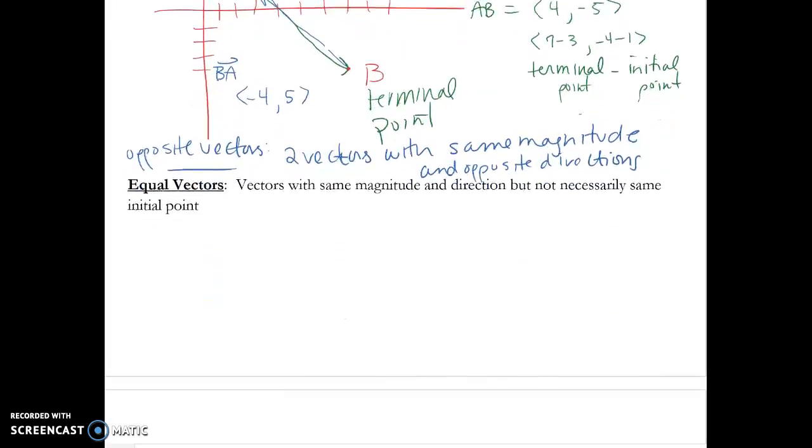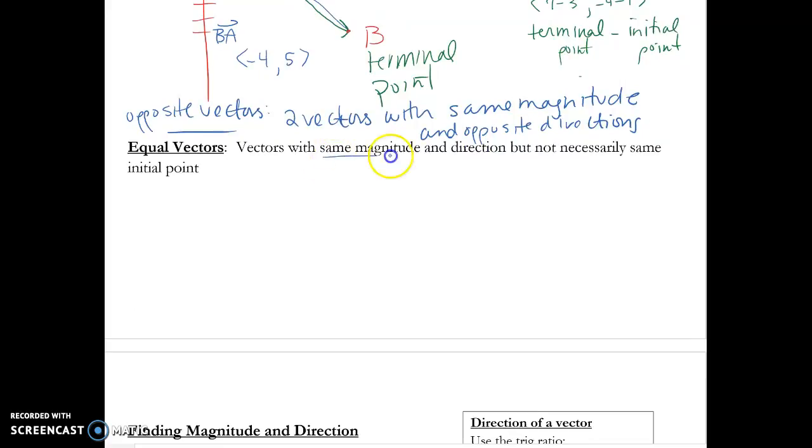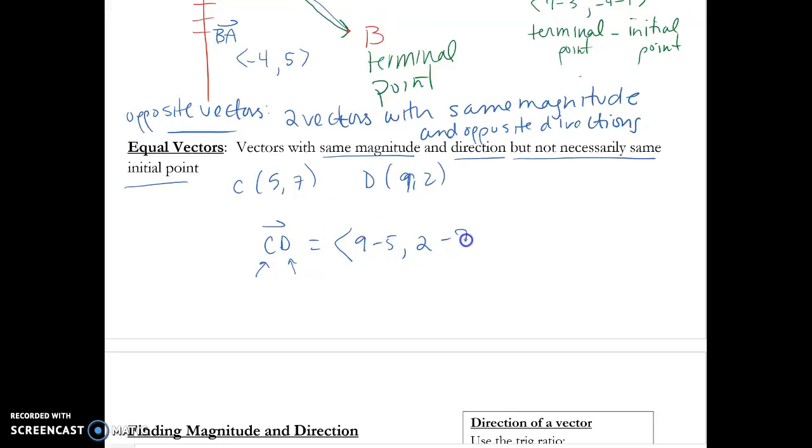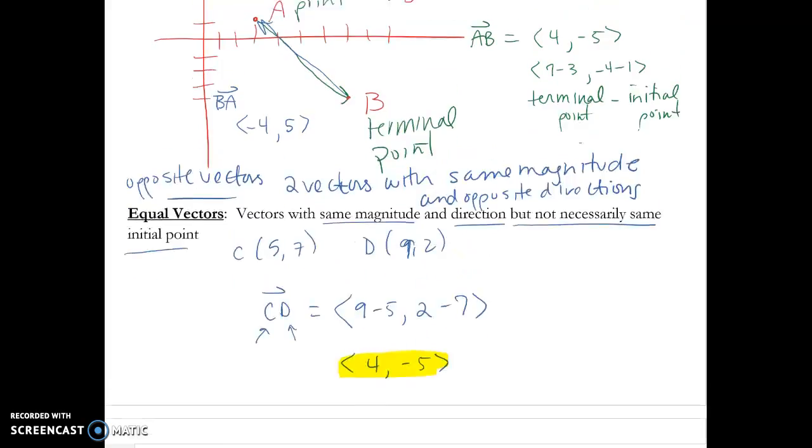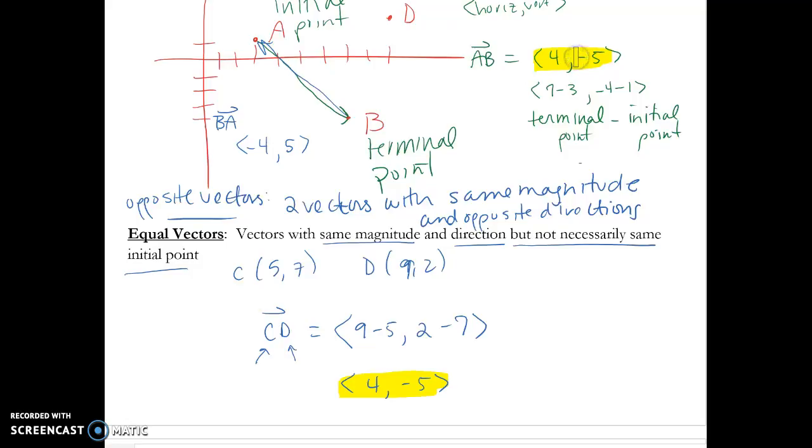All right, in order for two vectors to be equal, these are two vectors with the same magnitude and direction, but not necessarily the same initial point. So if we look at the 2 points that we had above, point C was 5, 7, and point D was 9, 2. If I were to find vector CD, I could find this by doing, again, my terminal point minus my initial point. So 9 minus 5, 2 minus 7, and that would give me 4, -5. And 4, -5 is the same as the vector that I had up here for AB.